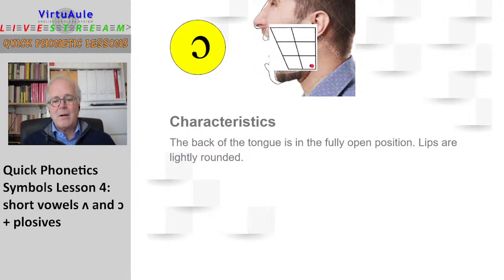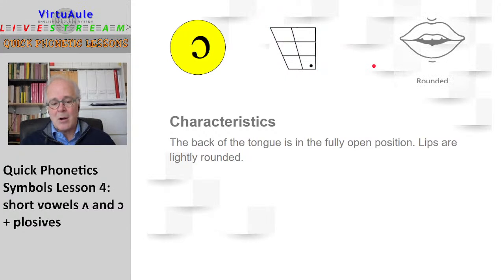If you put the sound that we just did, you can feel that you go up and towards the front of the mouth a little bit. And the lips, of course, are slightly rounded. Oh, oh. That's the sound. Let's look at some words.